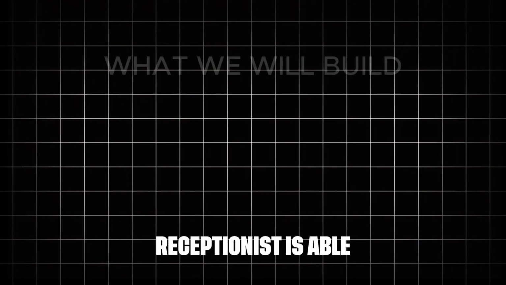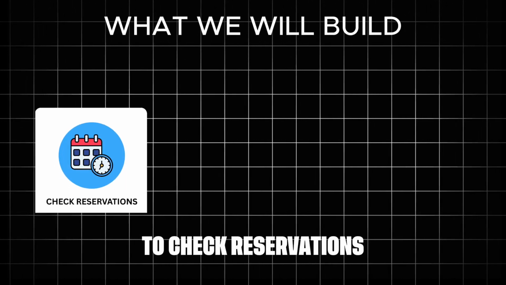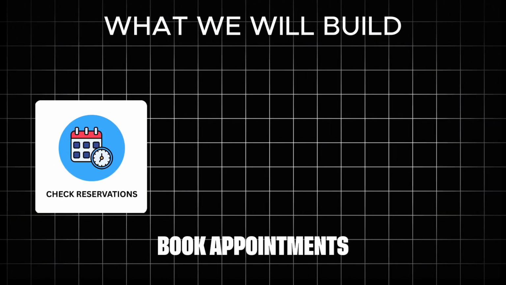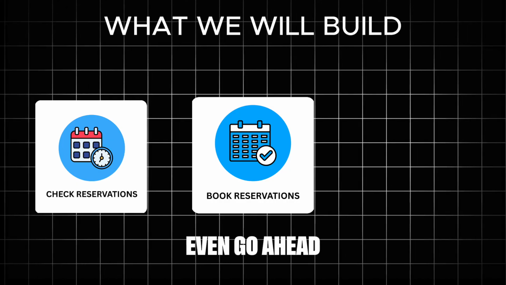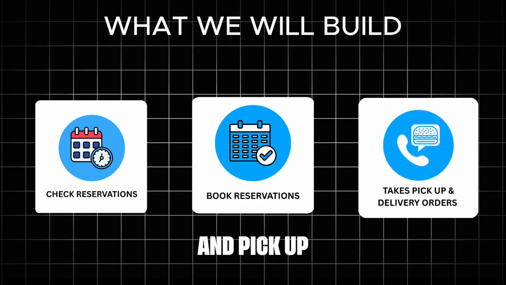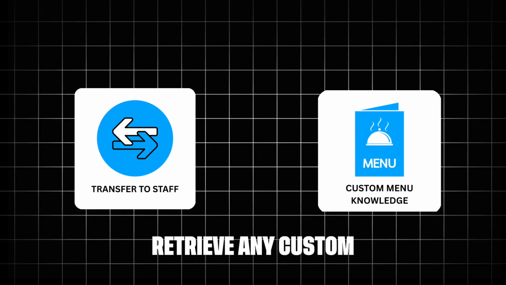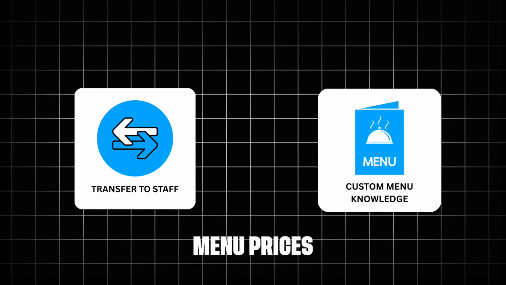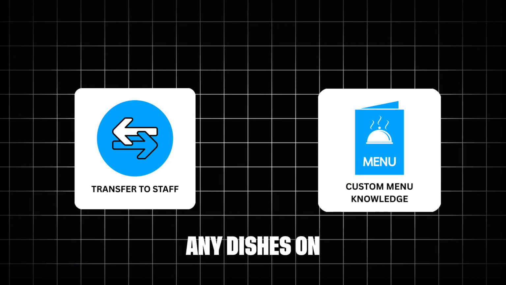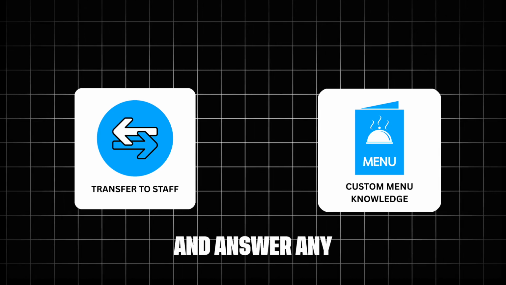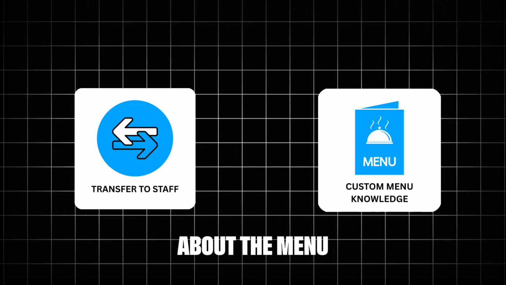In this video, we're going to be building the ultimate AI receptionist for restaurants. This AI receptionist is able to check reservations on a restaurant's calendar, book appointments, and then it'll even go ahead and take delivery and pick up orders. And not only that, this agent is able to also transfer to human management, and then it's also able to retrieve any custom menu prices, such as the opening hours, any dishes on the menu, and answer any questions that the customer may have about the menu as well.